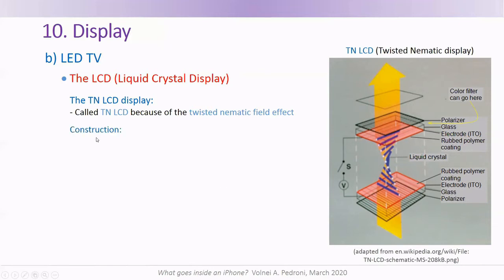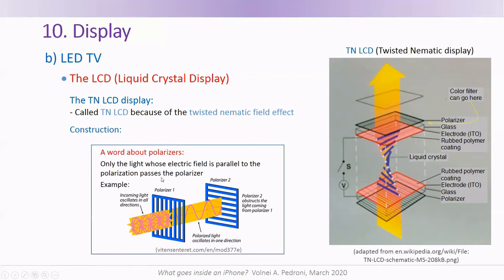Before I describe the construction, a few words about polarizers. Light has two components, an electric field and a magnetic field, which are always perpendicular to each other. A polarizer is a material that allows only light whose electric field is parallel to the polarization of the material to pass through. In this example, there is a vertical polarizer here, so among the many polarizations arriving, only the component whose electric field is vertical will go through. In this example, the second polarizer is horizontal, so the back of it will be dark.